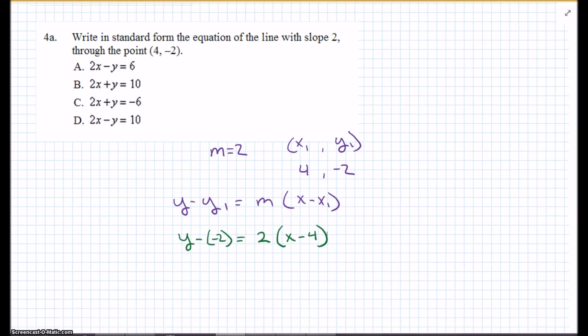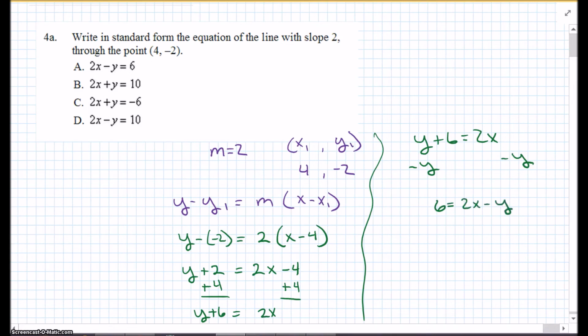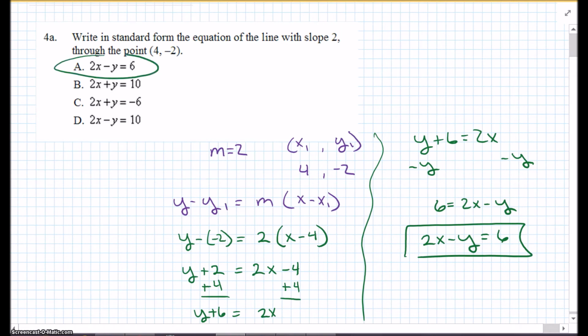So let's work this real quick. It's going to be y plus 2, because negative times negative is a positive, equals 2x minus 4. Let's try to get it in standard form. So let's add 4 to each side. I'm going to get 2x equals y plus 6. So let's rewrite that: y plus 6 equals 2x. Subtract y from each side to get the x and the y on the same side. So I get 6 equals 2x minus y, which I can rewrite as 2x minus y equals 6. So do I have a 2x minus y equals 6? Yes, the answer is A.